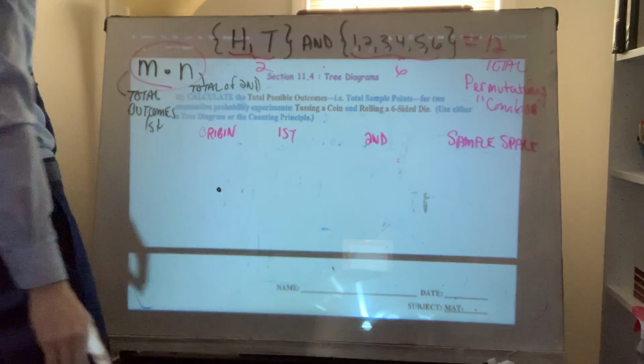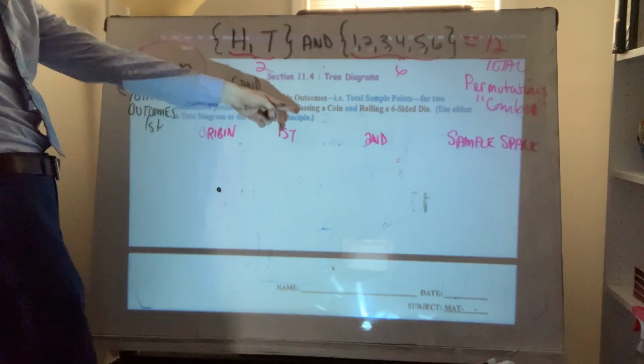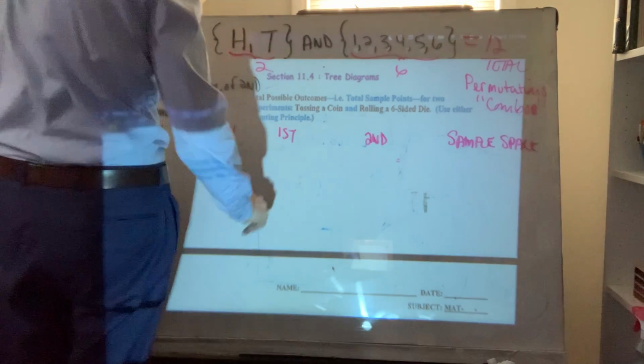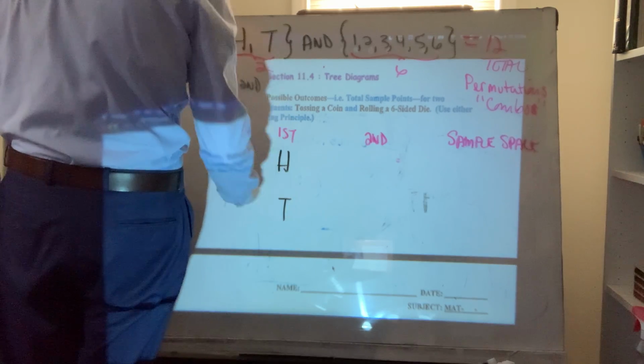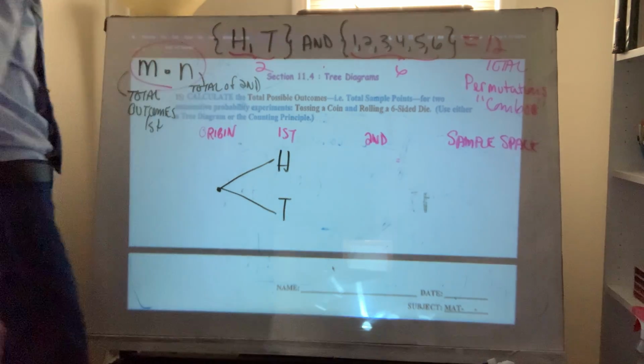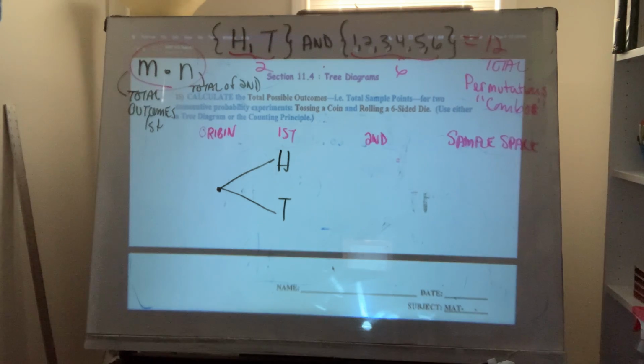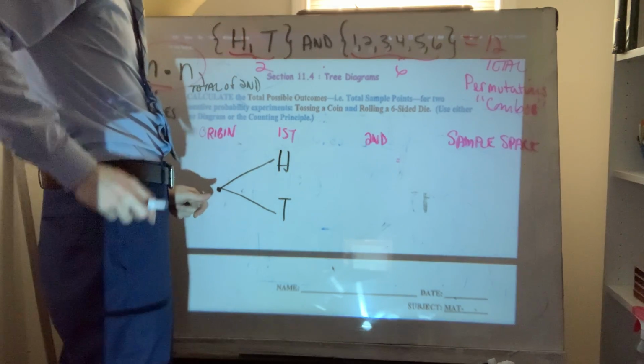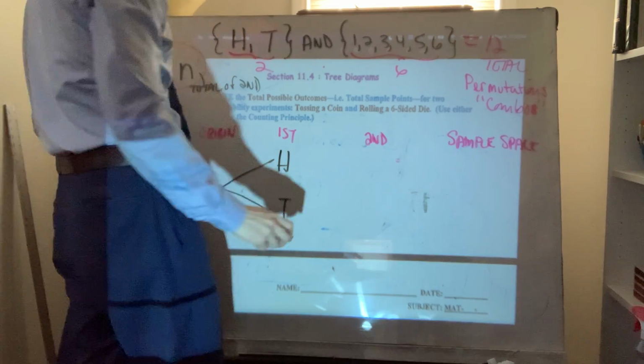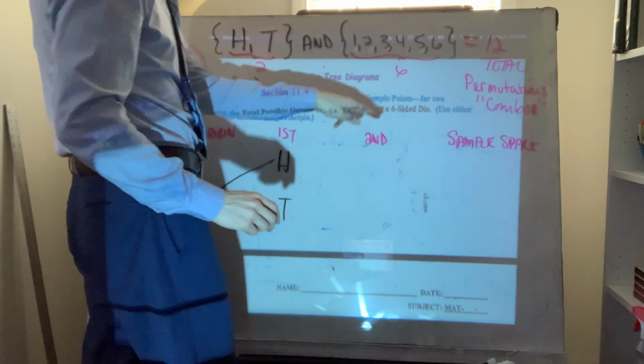Here's the point of origin. The first one is the head, assuming this is the order, tossing a coin. You get a head or you can get a tail. Two branches from the tree here. Now, following either one of these outcomes, you have in the second experiment the die roll.